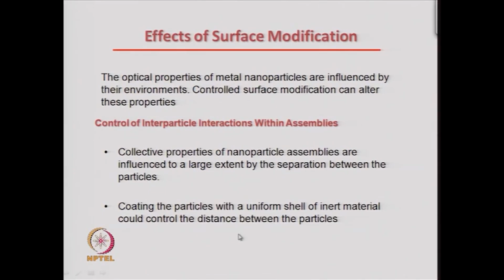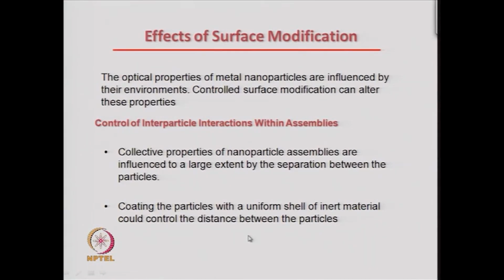Also, you can coat these metal particles with a uniform shell of inert material like silica or titania etcetera. You can cover the metal particles with silica, titania etcetera, and control the distance between the particles. So, the two metal particles will be separated even if they try to touch each other; since there is an outer shell, they will be away from each other by at least the sum of the shell thicknesses of the shells formed around the two particles.